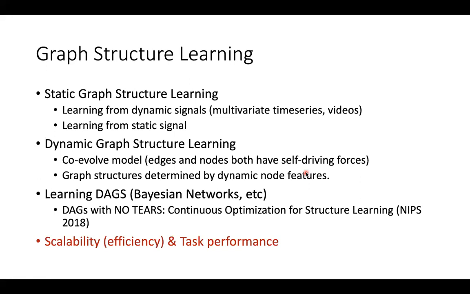And finally, I want to make some comments on graph structure learning in different settings, because from many papers that I've read so far, I think the settings for graph structure learning can be very, very different, and all of them have different challenges to be addressed. So for example, there can be static graph structure learning, which is exactly the two papers we are talking about, meaning that we only infer one graph structure, no matter whether it is from dynamic signals or from static signals.